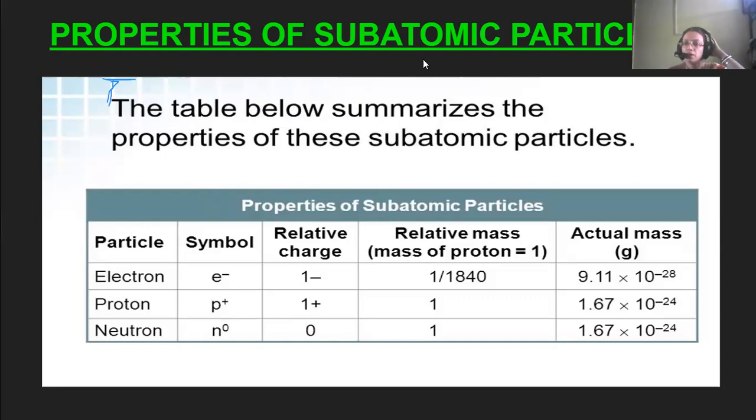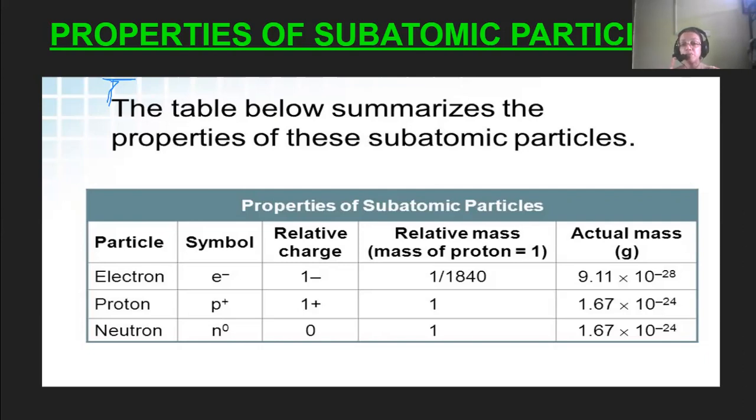Now, the particle electron has a symbol of small e to the power minus, and relative charge of -1. Relative mass, taking the mass of a proton as 1, is 1 by 1840 for the electron. Actual mass is 9.11 into 10 to the power minus 28.